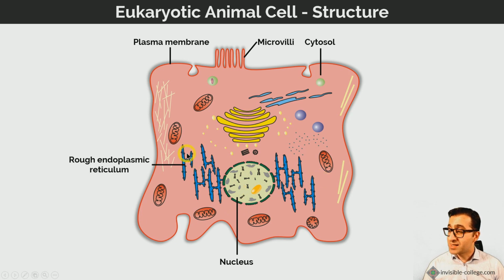You also have a series of flattened connected tubules and sacs called the rough endoplasmic reticulum. Now it's called rough because it is a system of membranes within which you have these ribosomes embedded, and it appears rough under electron microscopes. You also have organelles called the mitochondria. These are the sites of aerobic respiration within cells.